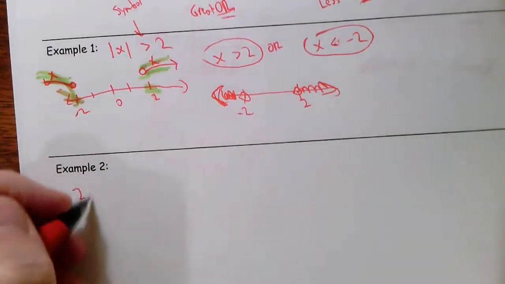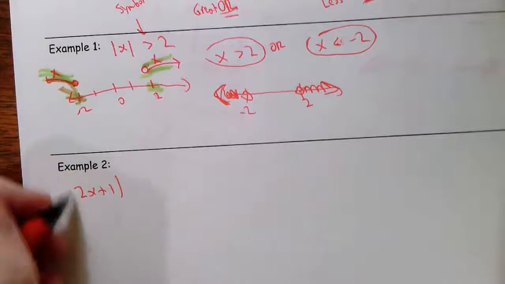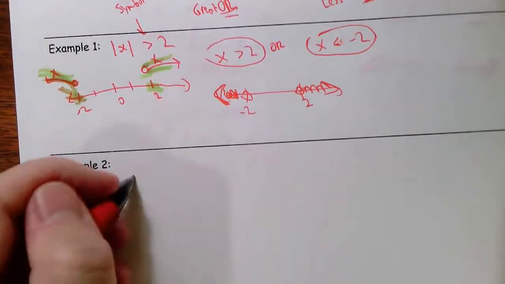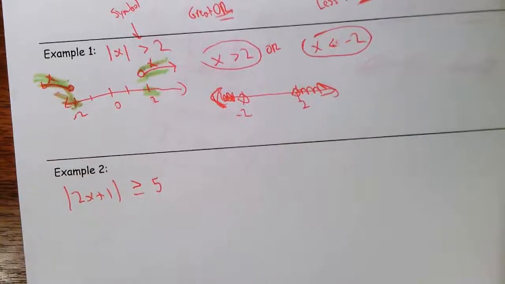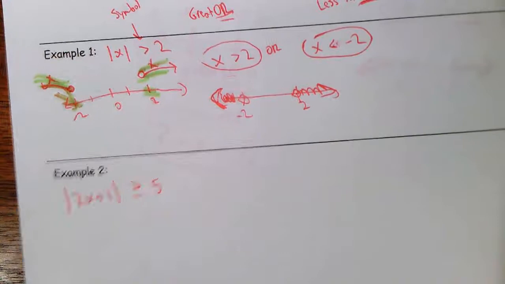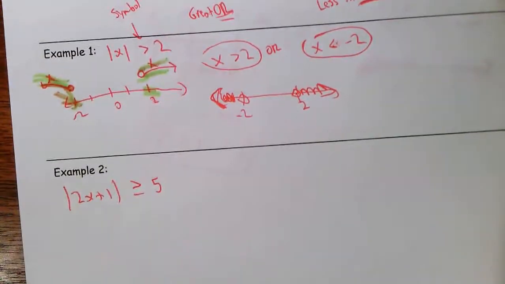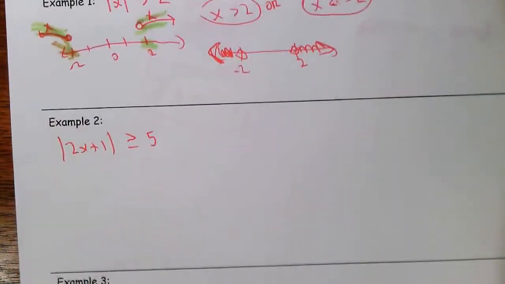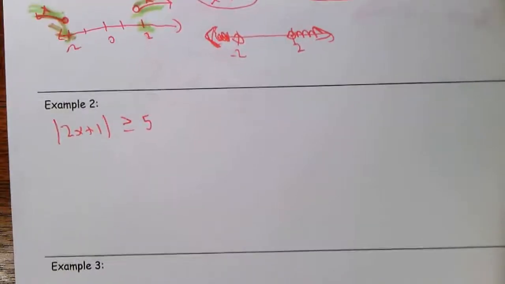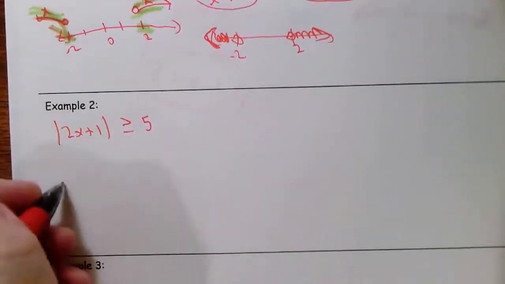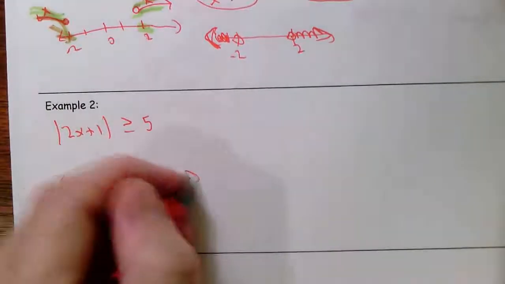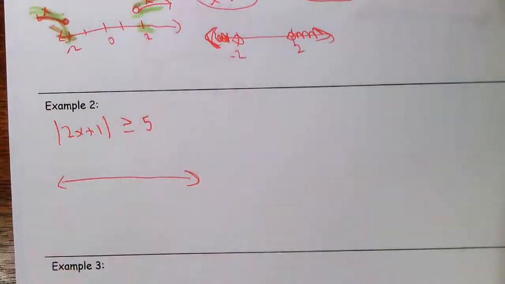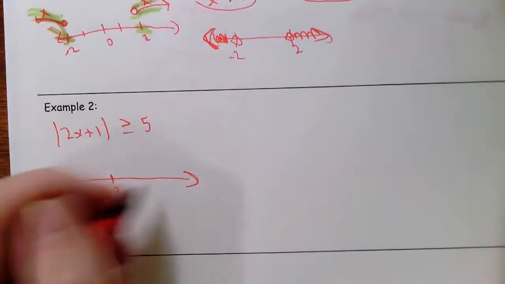Let's do 2x plus 1, absolute value, is greater than or equal to 5. All right, I was going to do less than, but maybe we'll do less than in a second. So 2x plus 1 is greater than or equal to 5. Here's what that looks like on a graph. Now, this is not your answer. This is just what the original problem looks like on a graph.